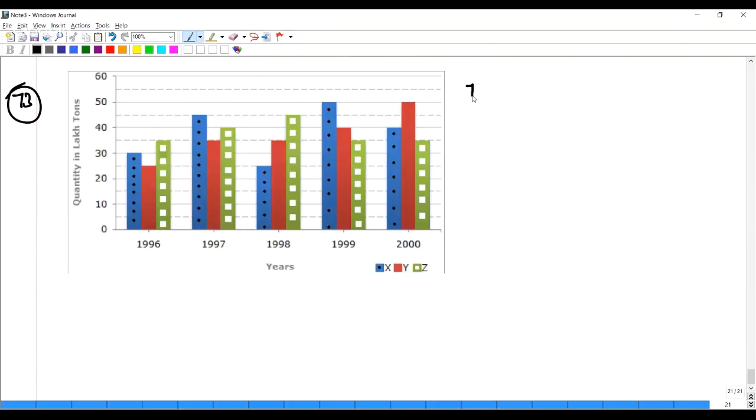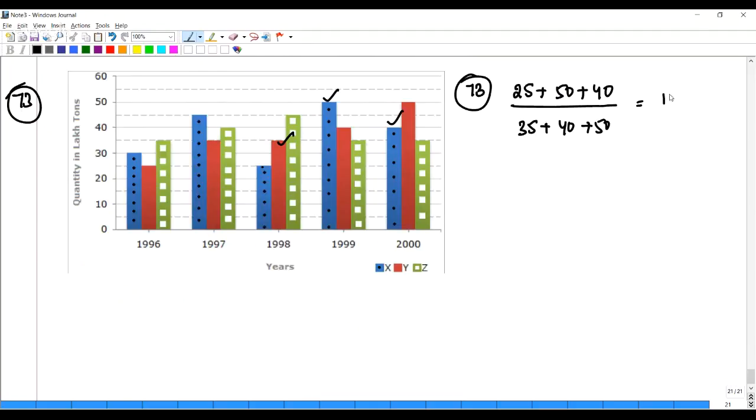And if you look at 73rd question, it's asking you what is the ratio of the average production of company X in the period 1998 to 2000. Company X 1998, this is 25, this is 50, then this is 40. And Y, if you look at 35, 40, then 50. So I would say it is 115 by 125, 23 by 25. The ratio is 23 by 25.